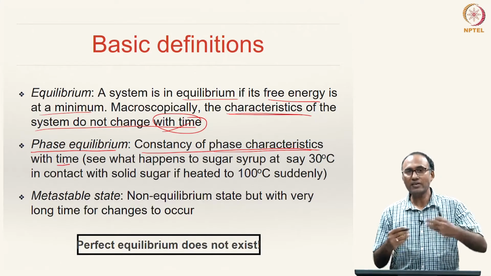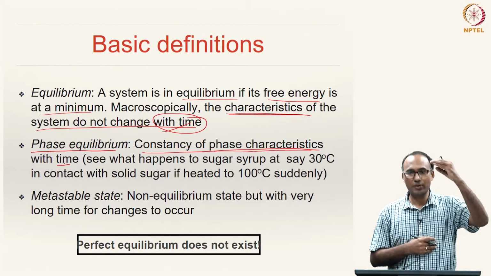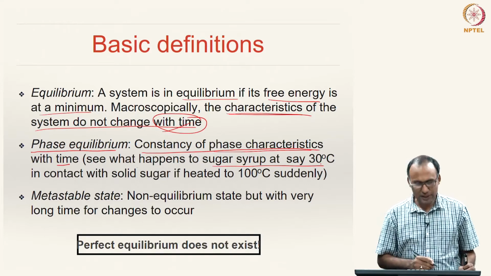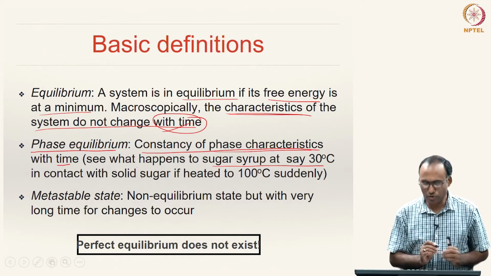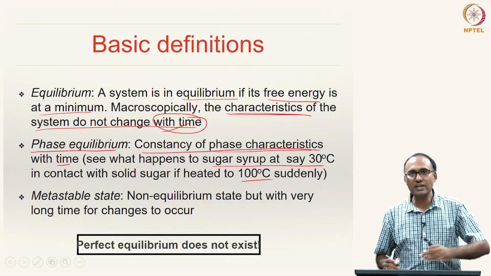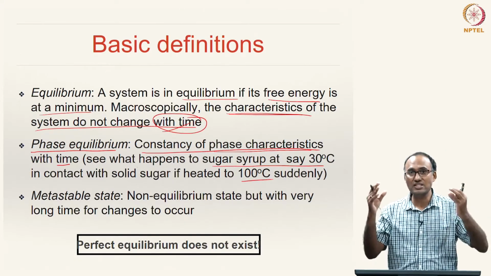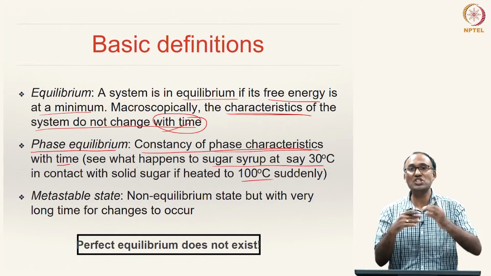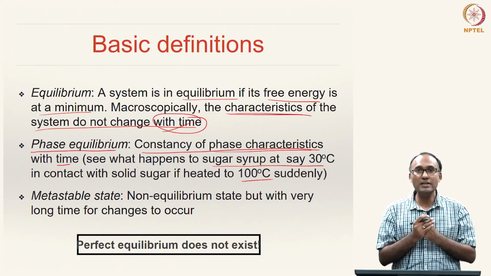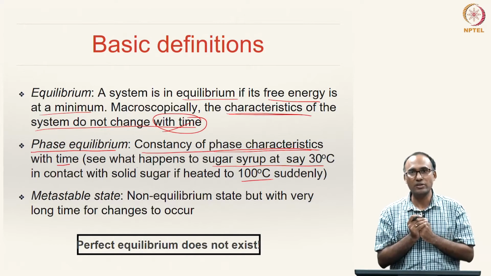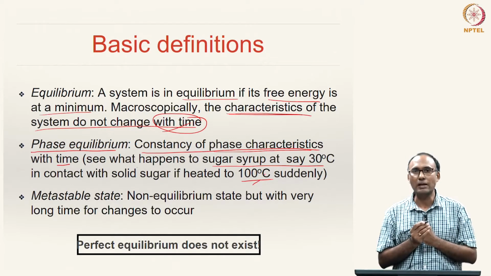But at a given temperature, if you are increasing the temperature, for instance, if you increase the temperature of sugar syrup, say at 30 degrees Celsius in contact with solid sugar, if you heat it to 100 degrees Celsius, suddenly what happens? The solubility limit increases and then the phases do not remain the same, the phases change with respect to time, and then we say that the phases are not in equilibrium, because they are changing with respect to time when we are increasing the temperature suddenly.